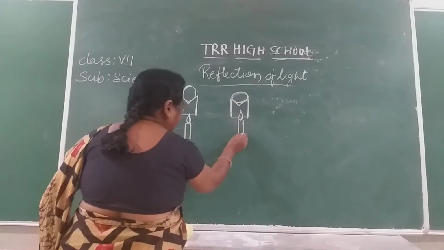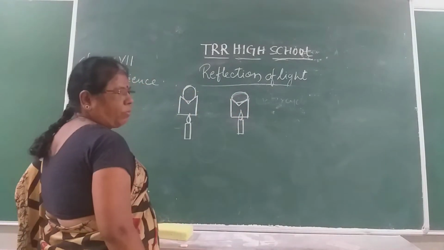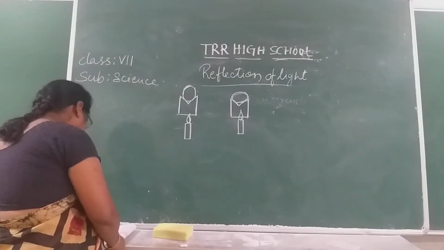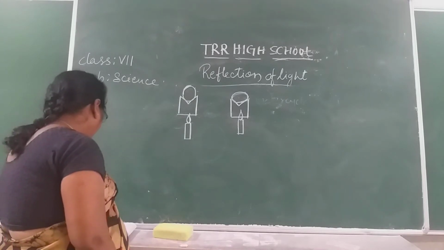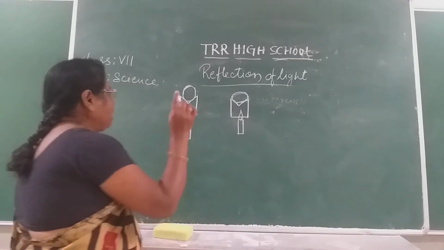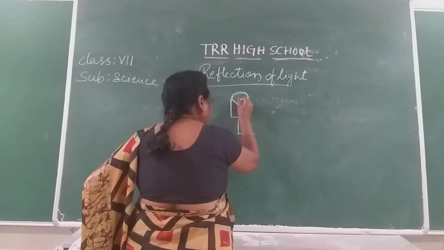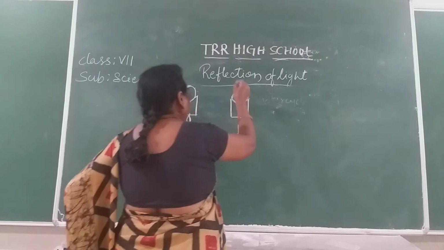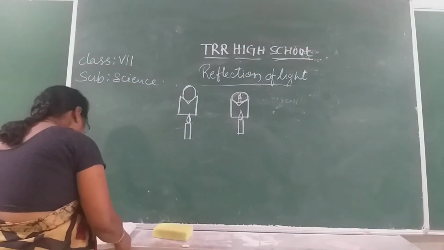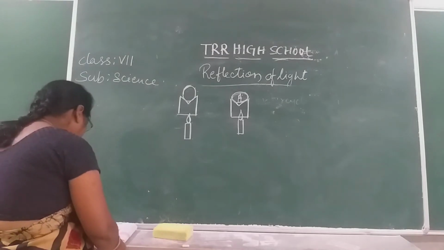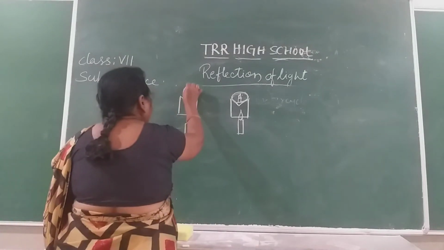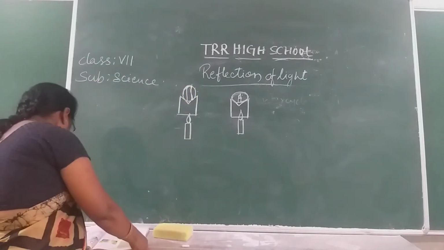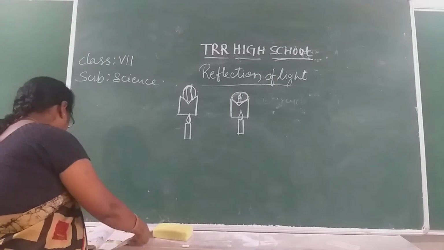Adjust the candle till you get the image in the mirror. Observe the size of the images and compare them with the candle size. Here in this you will get a smaller image in the mirror. Now here the image will be bigger. See this. These are the sizes of the images formed in the mirror.